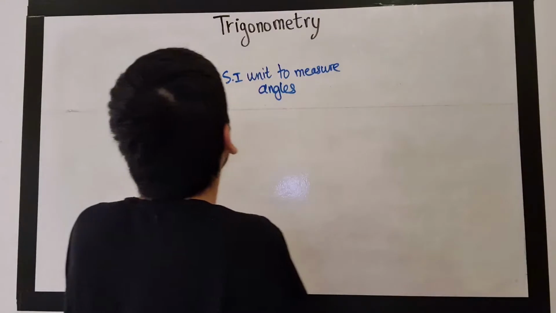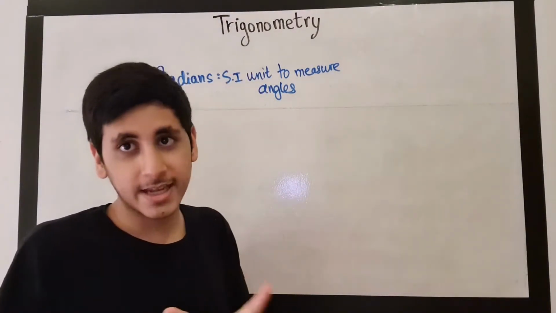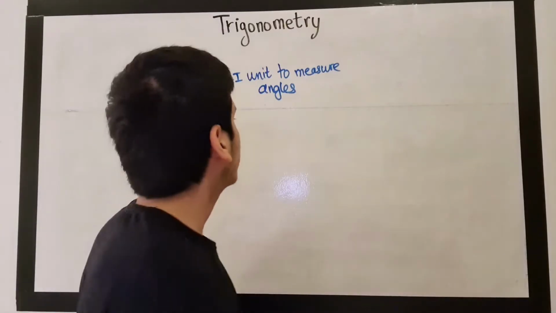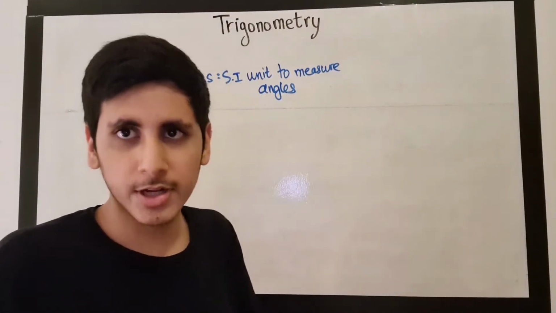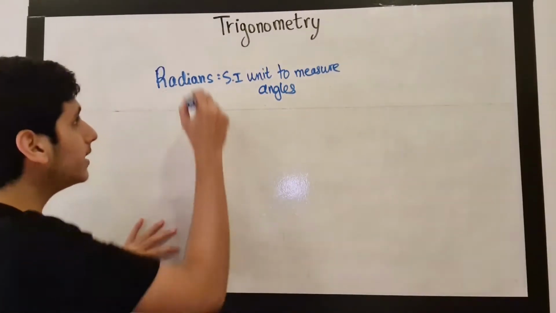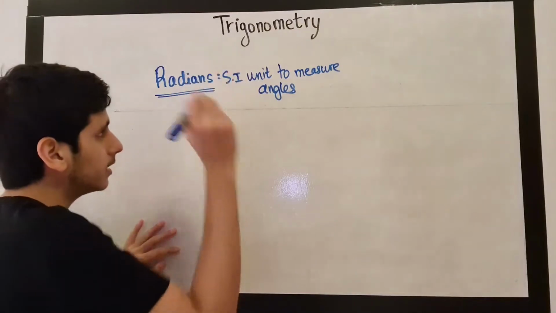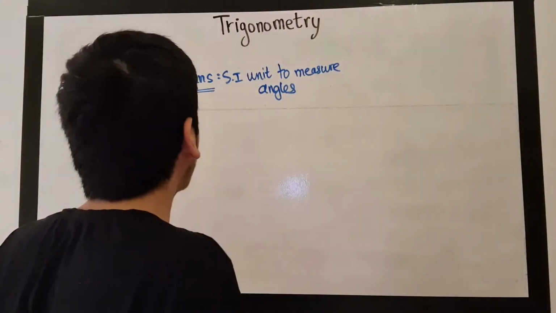SI, in the long form, is translated from French to English. It's the International System of Units. It's a convention, the metric convention that nearly all countries use. So radians is the conventional unit to measure angles.